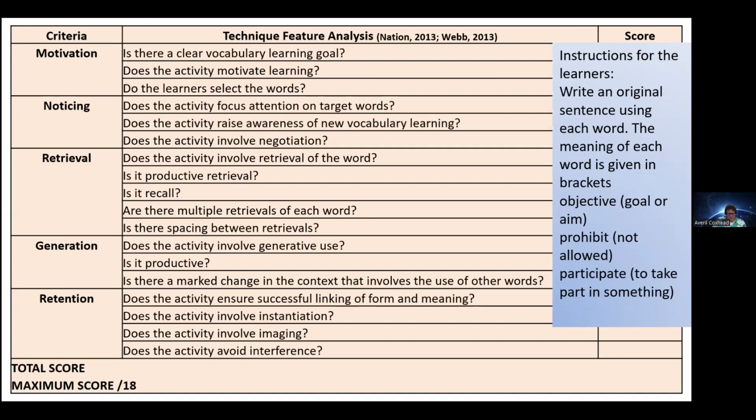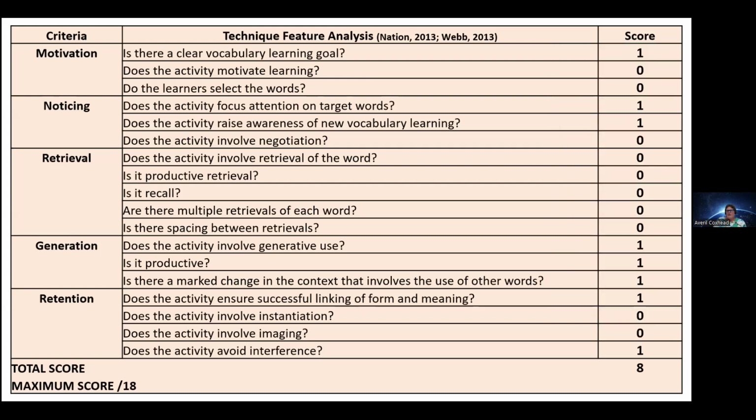Okay. So you've had a chance to think. That's good. Now let's look at the score from Nation. And I think this is from Webb actually. Now take a look here. You'll notice in the middle, retrieval, there's nothing. Can you see that? There's no retrieval of the word. You could see the meaning and you could see the word itself. They're side by side, right?